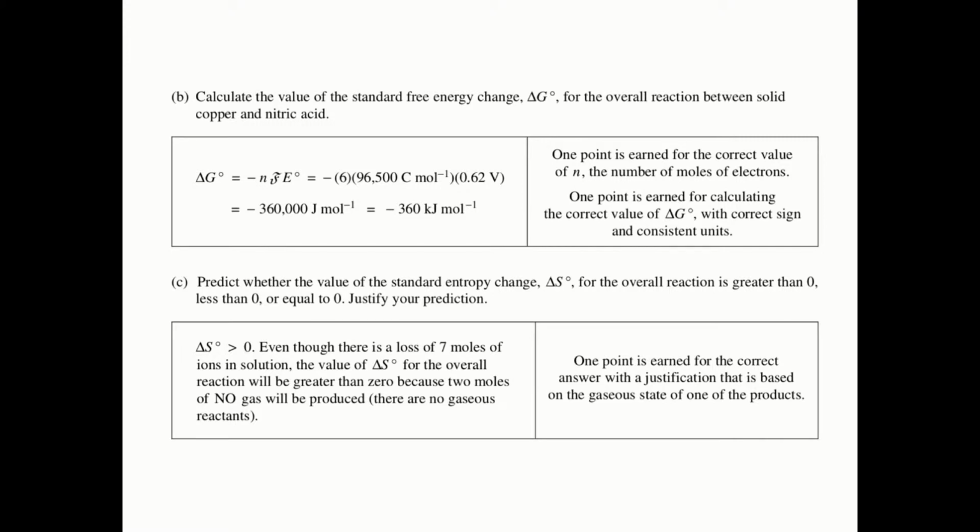So while it talks about different numbers of ions and everything, the most important thing here is that you're producing a gas, which is going to cause your delta S to be greater than 0. Okay, so making sure to highlight the point that you're creating a gas, which is going to cause more disorder. So you get 1 point for the correct answer with the justification.